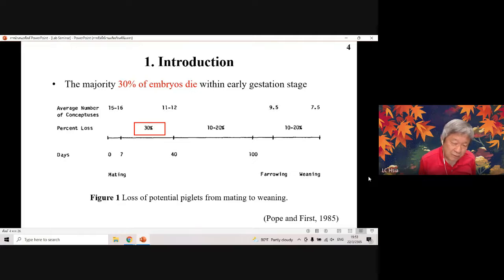Here is a very important one, because 30% is the highest mortality rate of any other stage. This mortality rate is very high. Actually, it's not only 30%. If I understand correctly, it is more than 30%, because if you include 0 to 7 days, it will be even higher. Page 18.